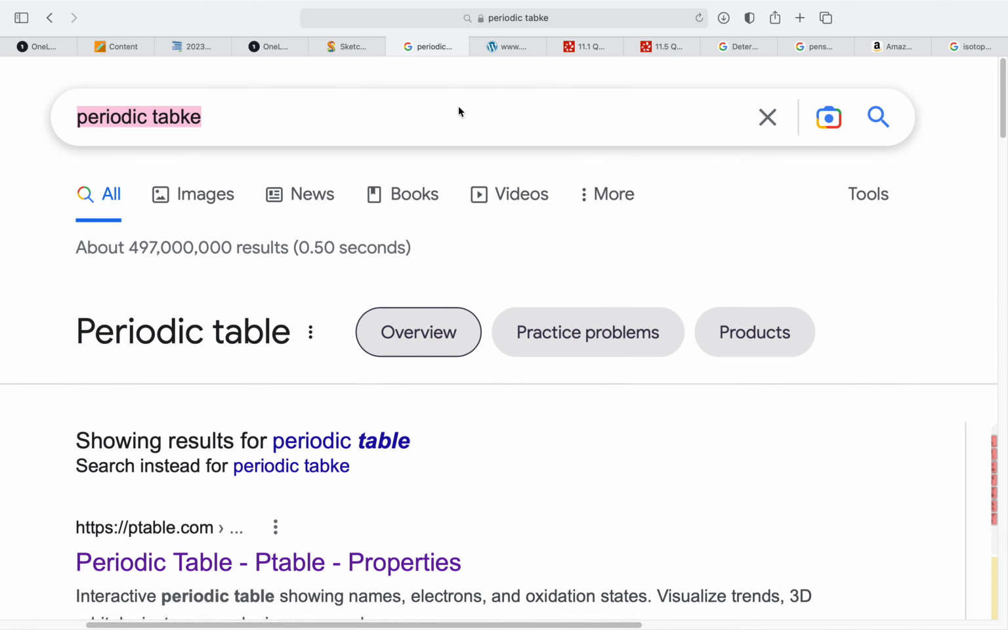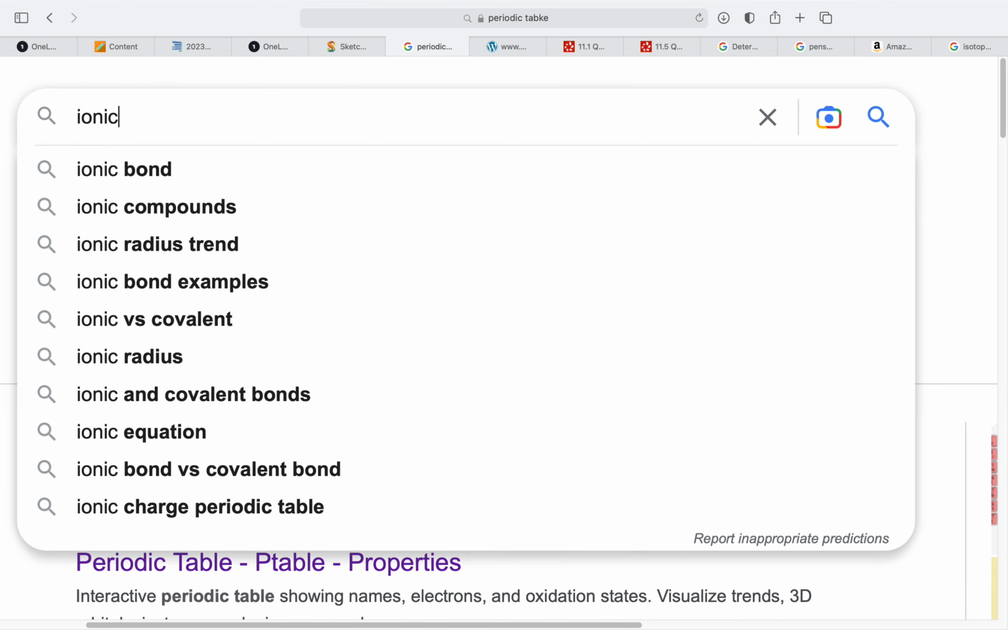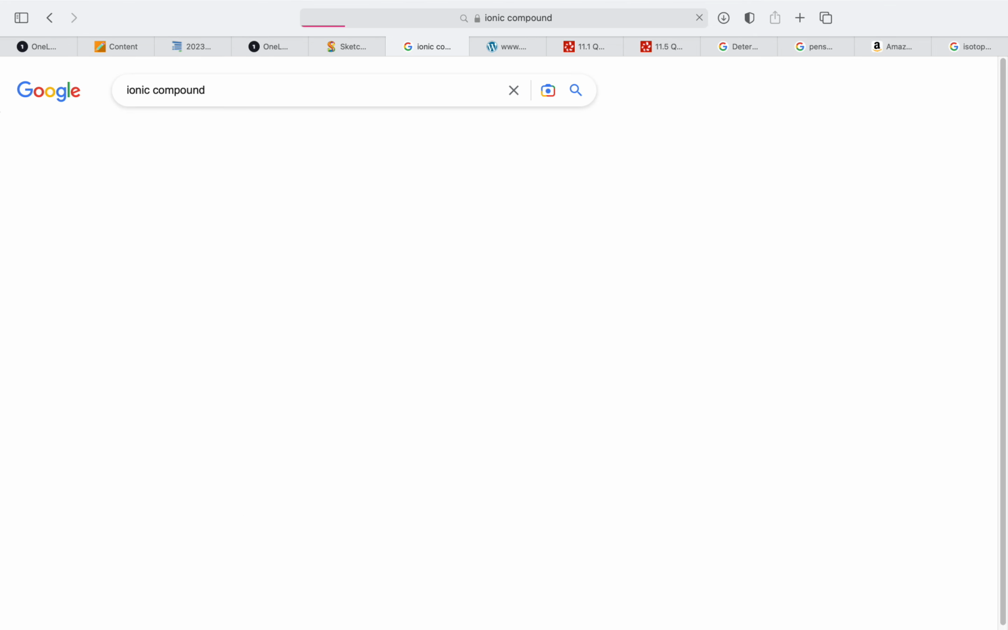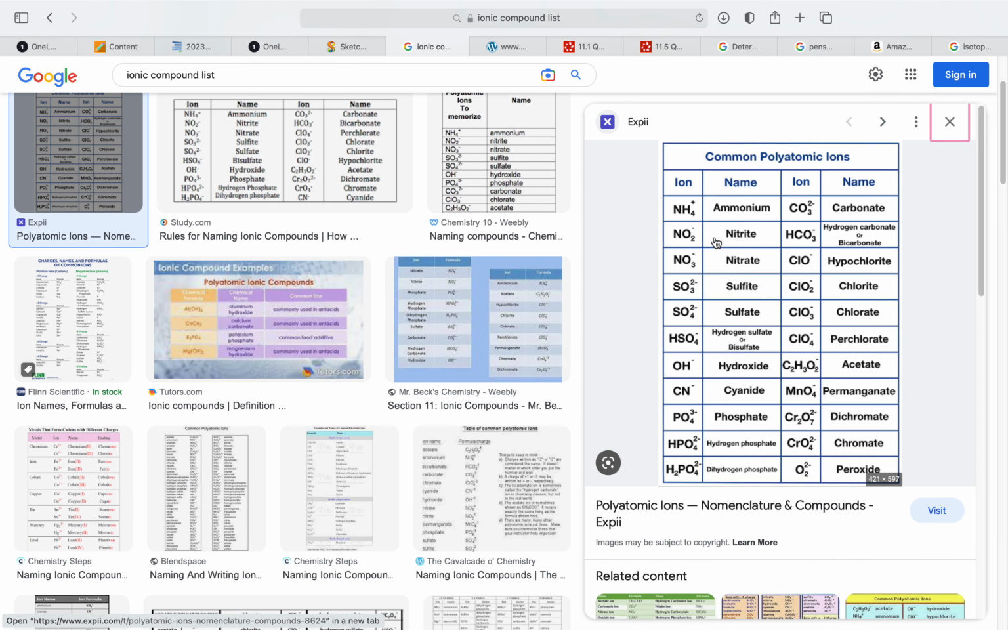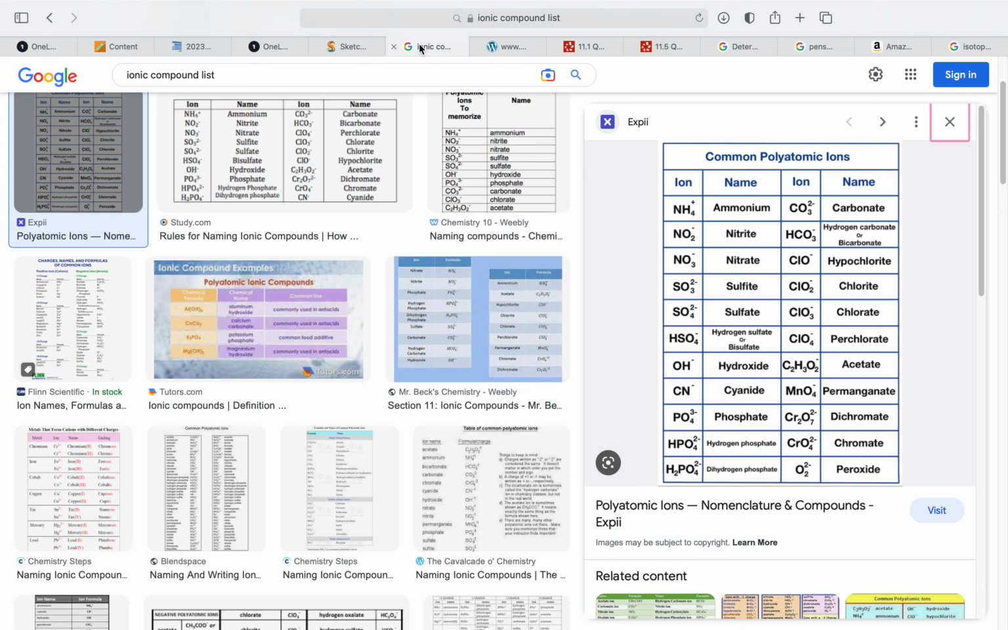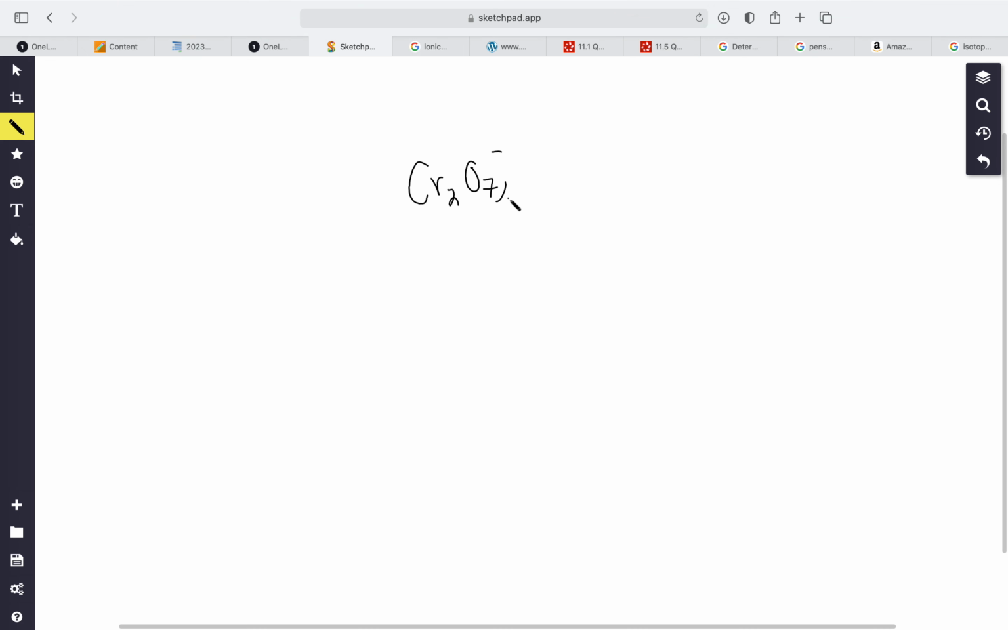Let's look up an ionic compound. Alright, so let's look at nitrate. Nitrate's a fun one. Actually, no, I want to do one that has... Yeah, we'll do dichromate. That one will be fun. So, Cr2O7, I think, is dichromate? Yes, dichromate. And it's going to bear a charge of -2.